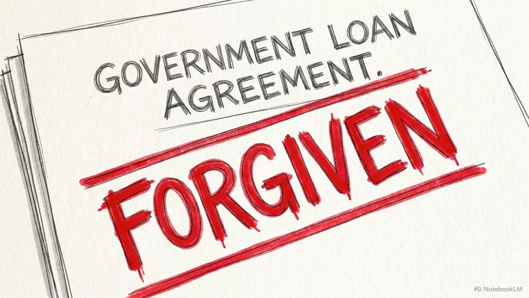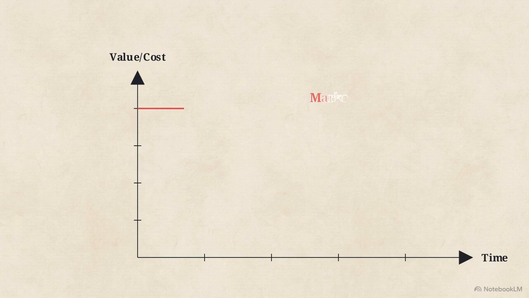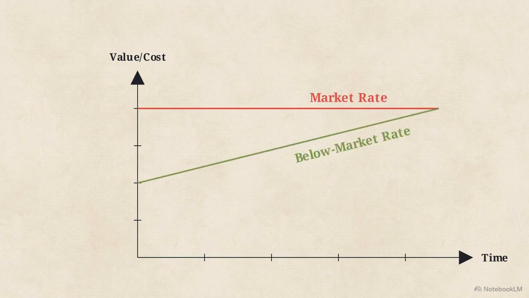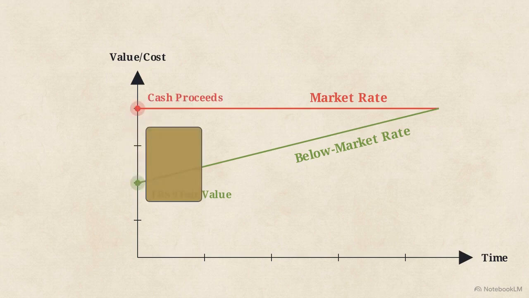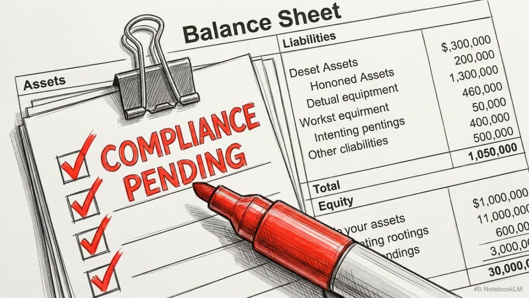This same logic applies to forgivable loans. A government loan is only treated as a grant when there is reasonable assurance the company will meet the specific terms required for forgiveness. This graph shows two loan trajectories, a standard market rate and a below-market government rate. Under IAS 20, the below-market loan is measured at its IFRS 9 fair value. The difference between the cash proceeds and that fair value is the recognized government grant. Enforcing this strict recognition criteria prevents companies from prematurely inflating their asset columns before their operational obligations to the government are securely met.